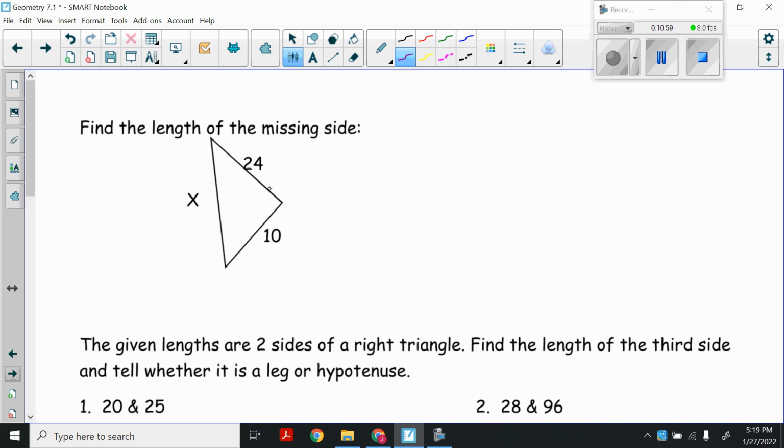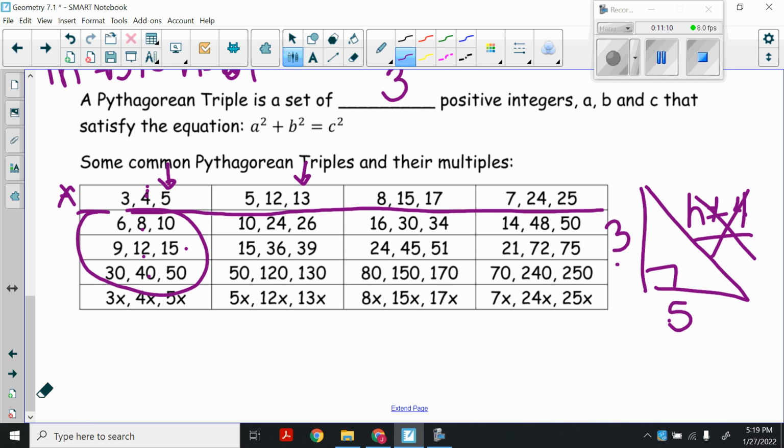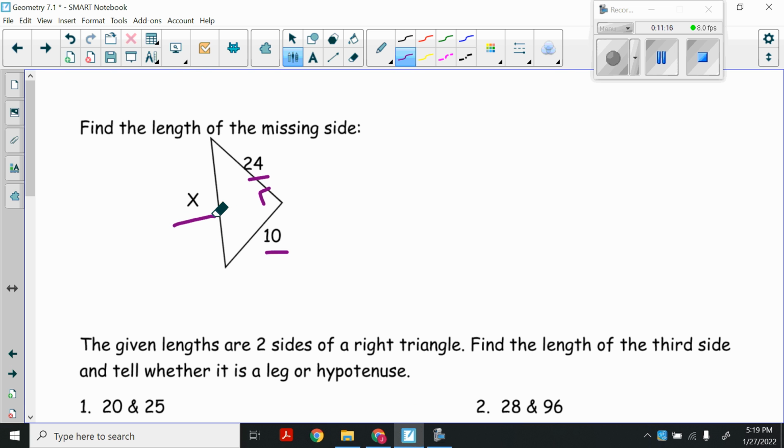So in this next problem here, it says find the length of the missing side. I always check to see if it's a triple. So look, I have a 10 and a 24. If I go back to our list, 10, 24, 26, right? And I'm looking for my hypotenuse, so this is 26. It's a triple.